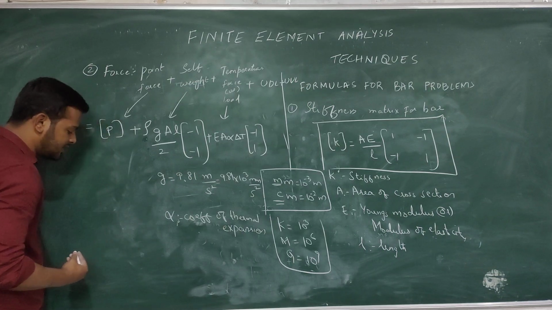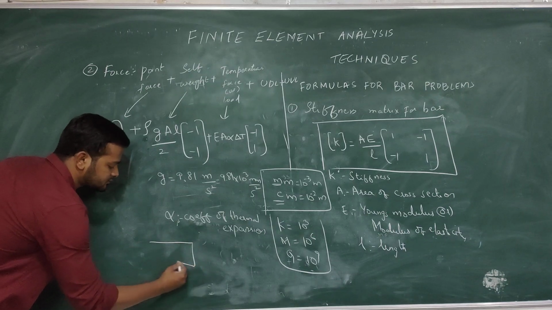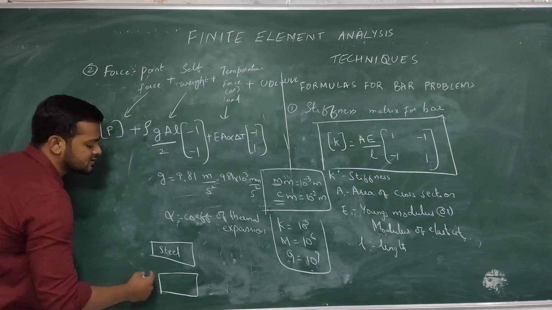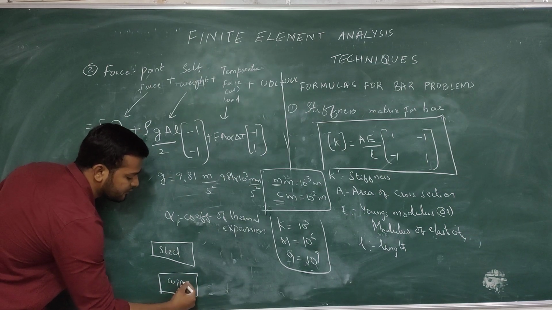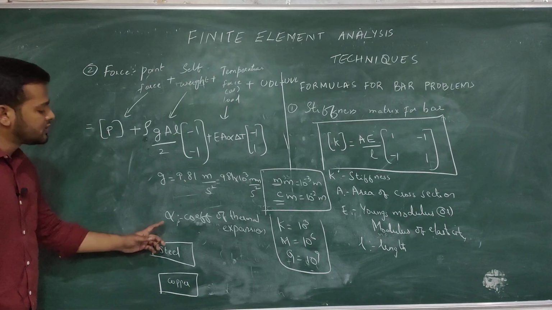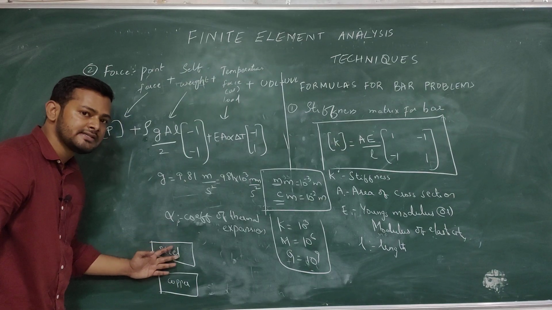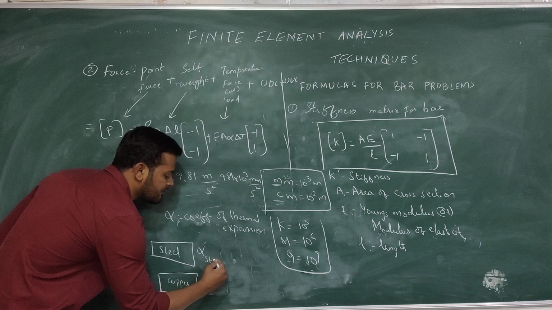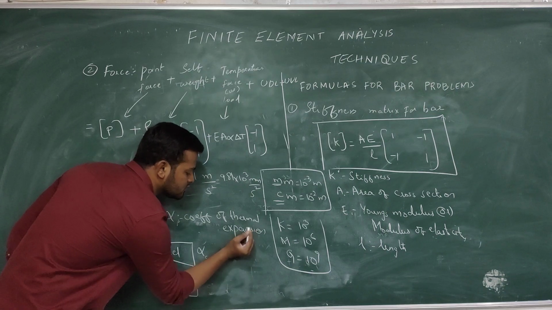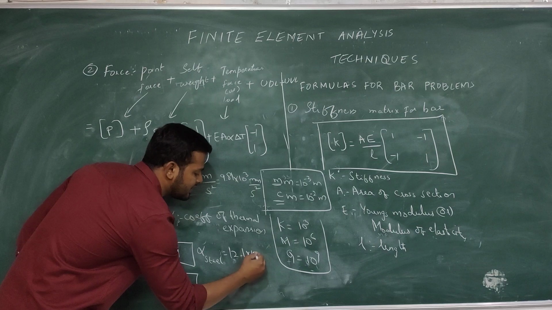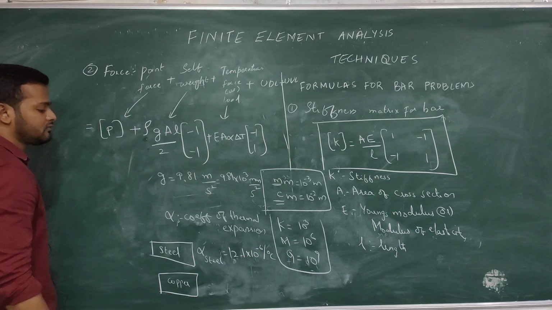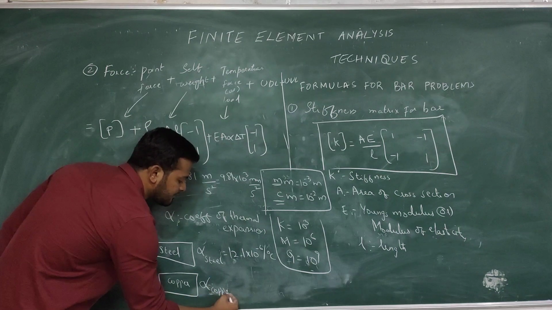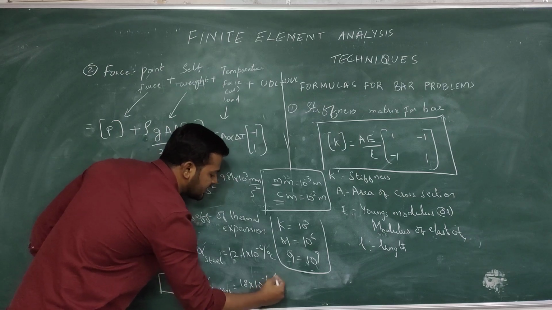Let's say you have two members. Let's say one member is steel, and a member of the same length is copper. The coefficient of thermal expansion is a material-dependent value. The coefficient of thermal expansion of steel is 12.1 into 10 power minus 6 per degree centigrade, and the coefficient of thermal expansion of copper is approximately 18 into 10 power minus 6 per degree centigrade.